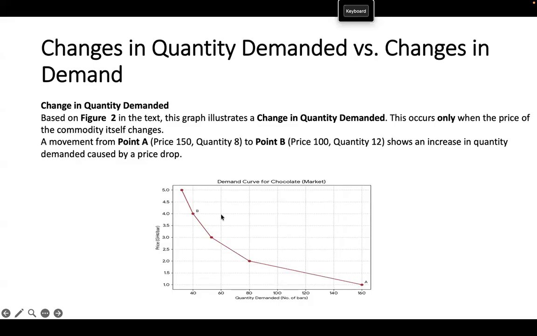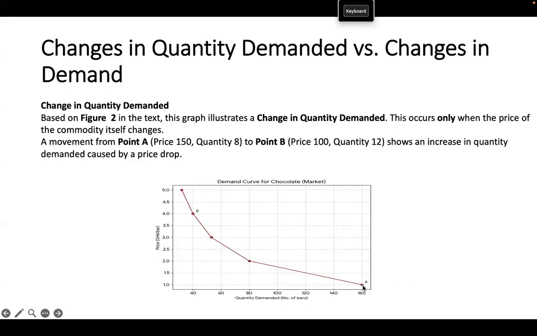So on this curve, you can say that there's a change which occurs only when the price of the commodity itself changes. So there's a movement along the demand curve. So at point B, at point A, the price was 150 Ghana cedis.